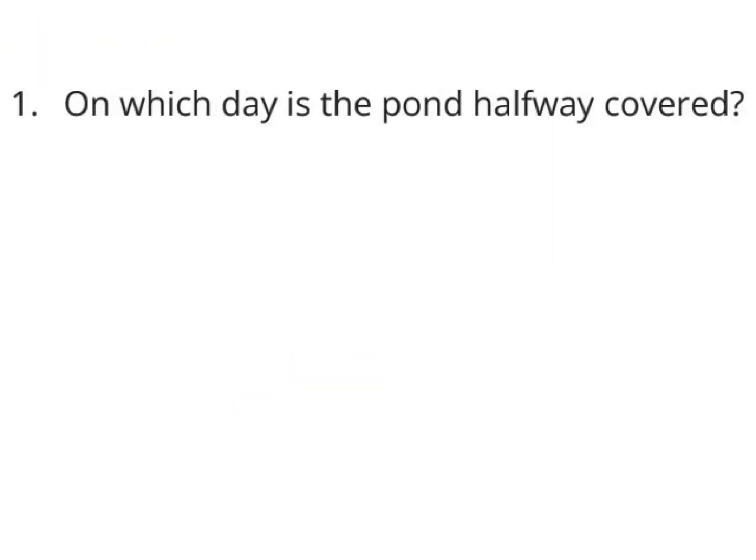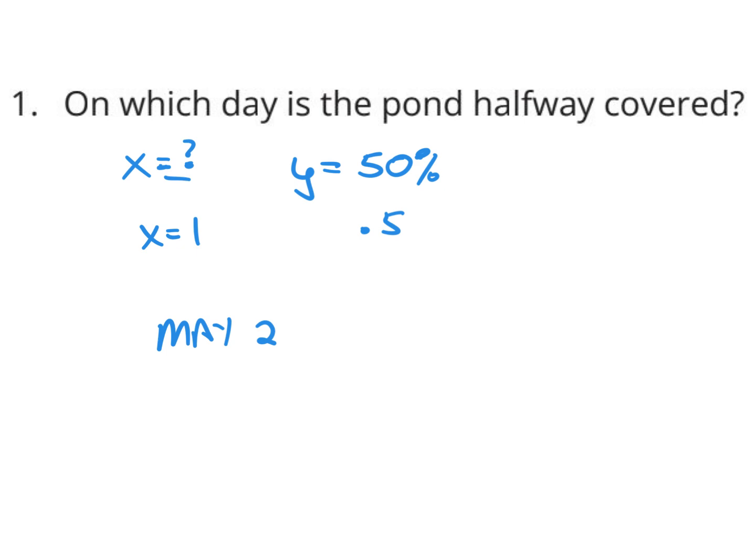Okay, so on which date is the pond halfway covered? So what's the x value? X equals what? When y equals 50%, or 0.5, because if you divide 50 by 100, you get 0.5. And we see that x equals 1. Because we're going backwards from 100% coverage, May 24th is the day of 100% coverage. If we subtract 1, we're at May 23rd. Because from May 23rd, it doubles from 50% to 100%.